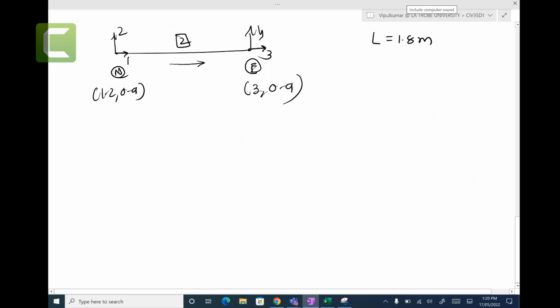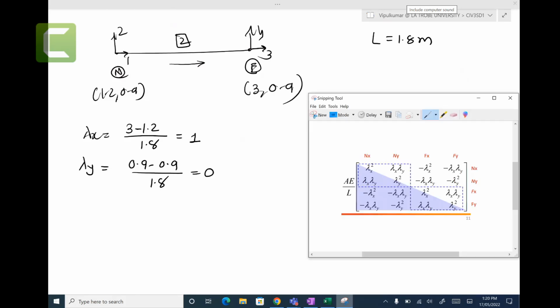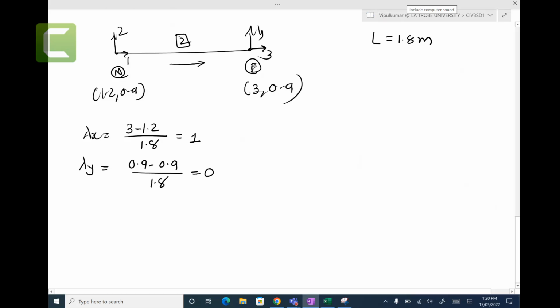Right. So I just rewrote this member 2. Coordinates near node, far node, number 2: 1, 2, 3, 4. You don't need to draw it every time. You can just use your original figures to calculate those things. And then lambda x is equal to 3 take away 1.2 over length 1.8. It gives me 1. Lambda y is 0.9 take away 0.9 over 1.8, equal to 0. And now let me copy this and paste it here.